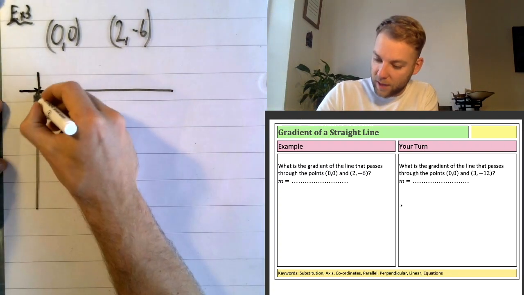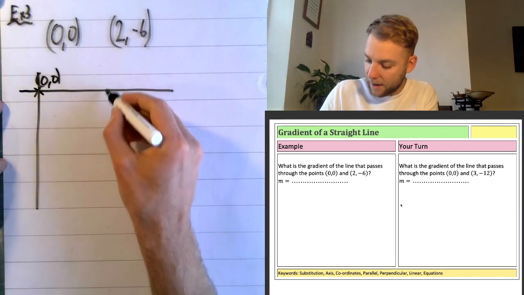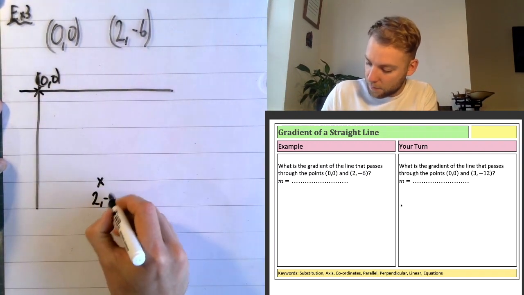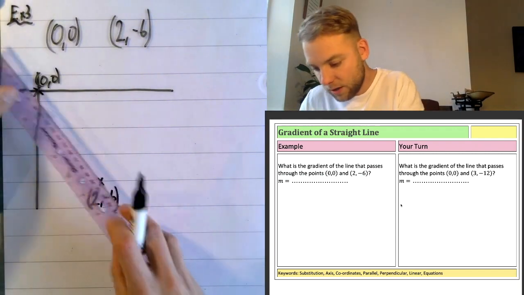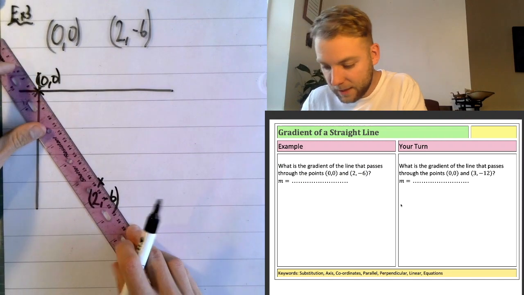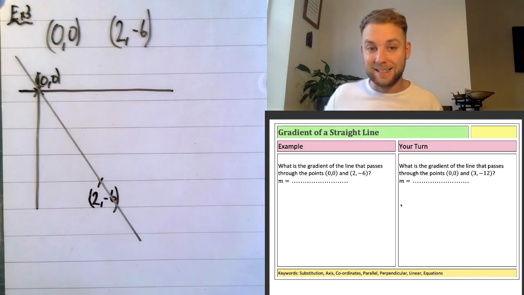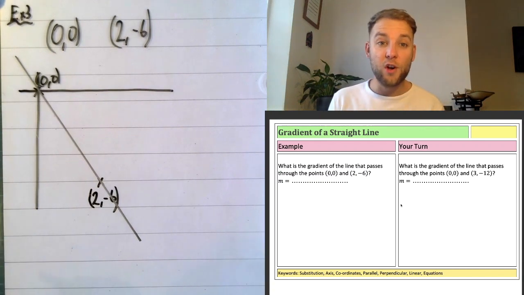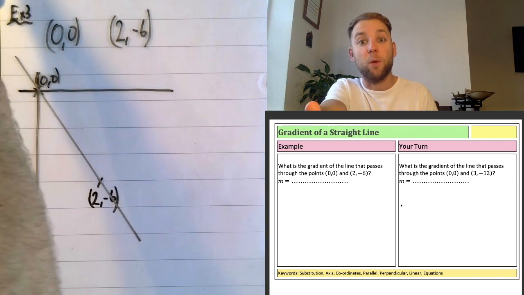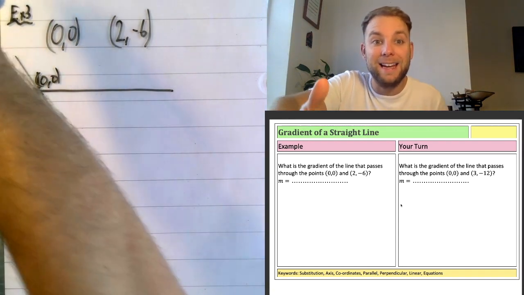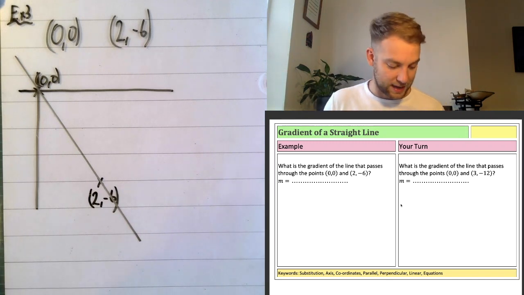So my first one there is 0, 0, and 2, minus 6 is 2 across, minus 6 down. So 2 comma minus 6, and remember it's the line that connects both of those. So put my line on there, and I'm finding the gradient of the line. That's what I'm doing, okay? I'm finding this steepness of the line. Now the first thing to notice, compared to the last one, is that this gradient here is going down. So this is going to be a negative gradient, okay? And that's why it's important to draw these out.